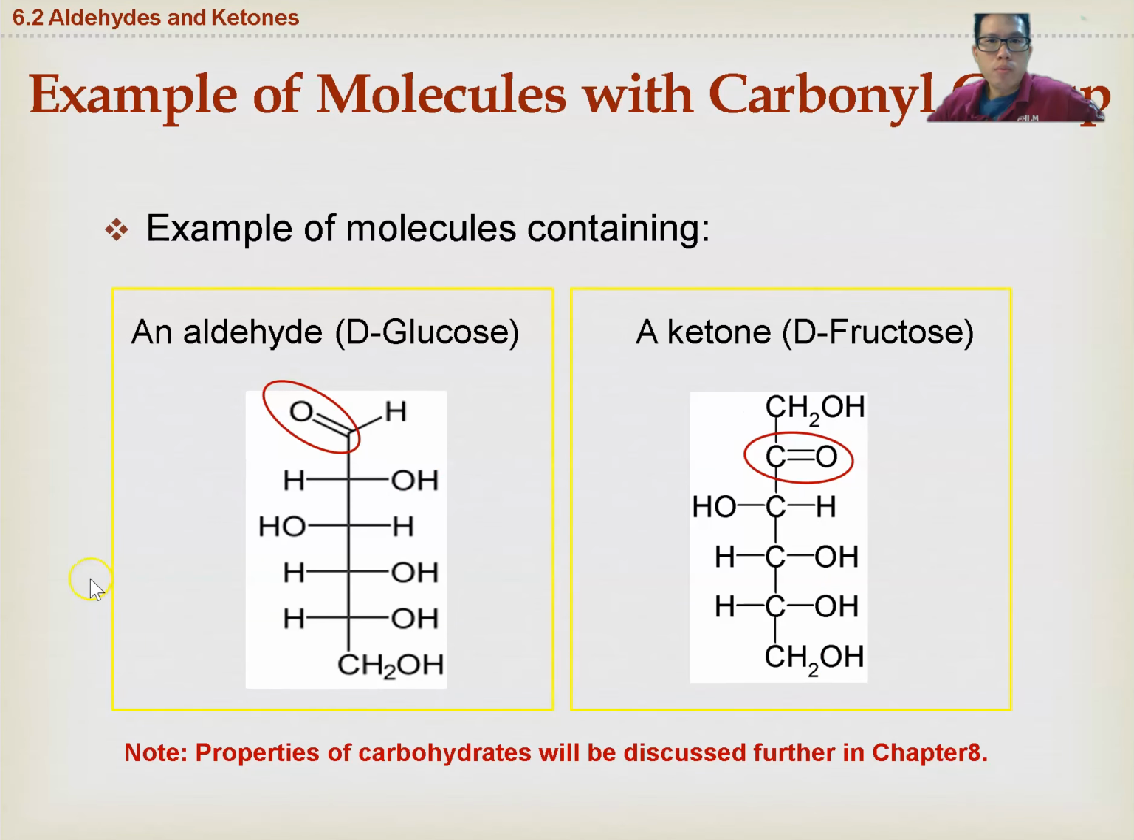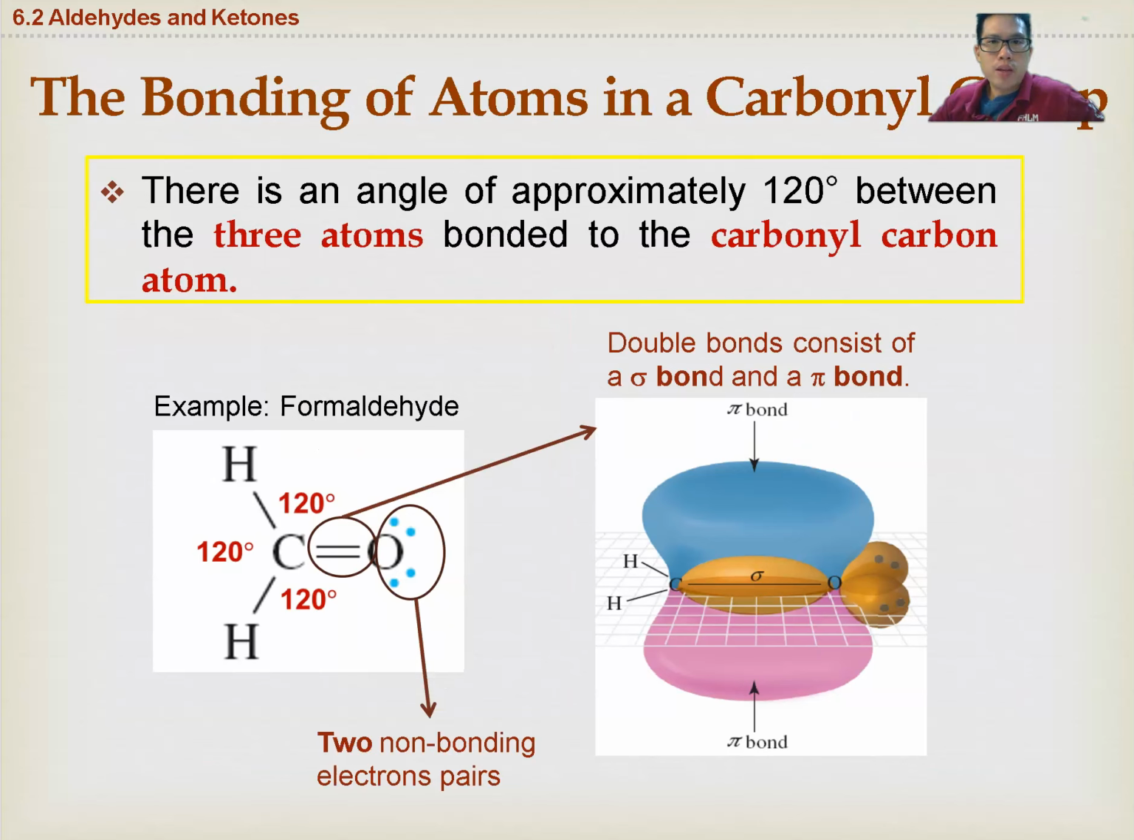Examples of carbonyl group molecules are like glucose. Glucose is one of the common aldehydes, and you can see that the carbonyl group is located at the end of the molecule, whereas for the ketones, a very common one is fructose. Fructose, you can see that the carbonyl group is located at the second carbon. All right, so this one is a ketone. For the molecules, you can see that the carbonyl group is separated by around 120 degrees between the three atoms here. All right.